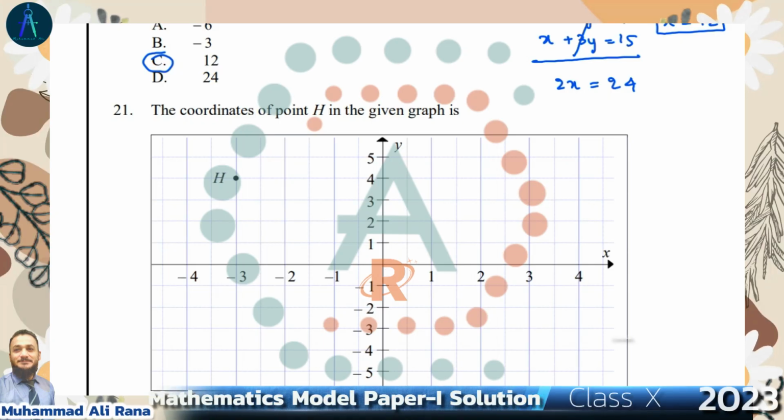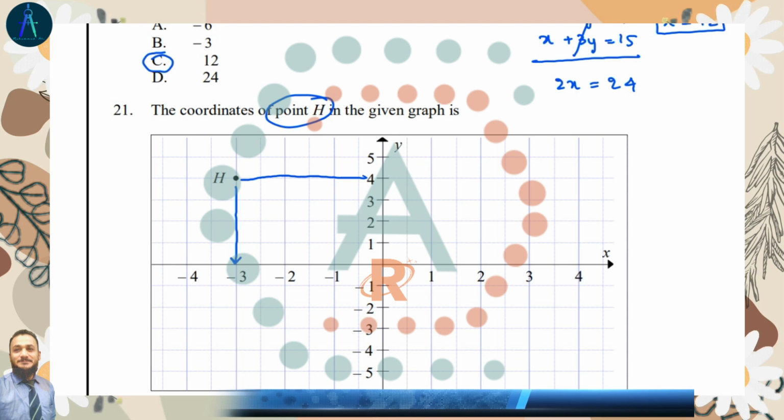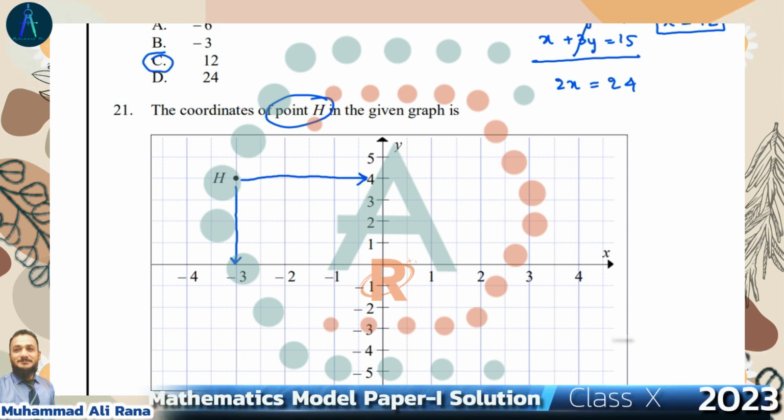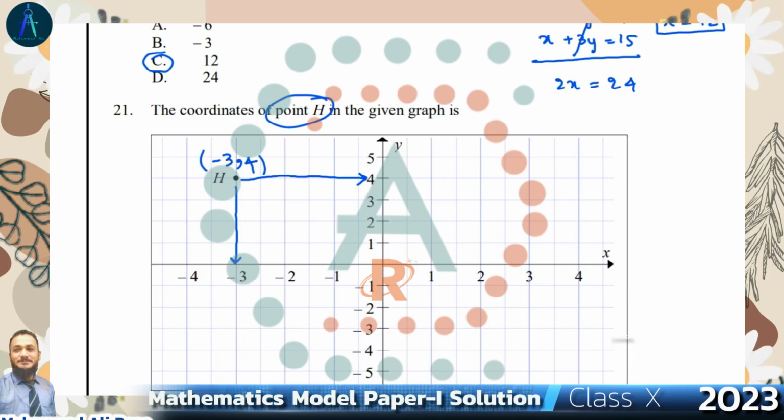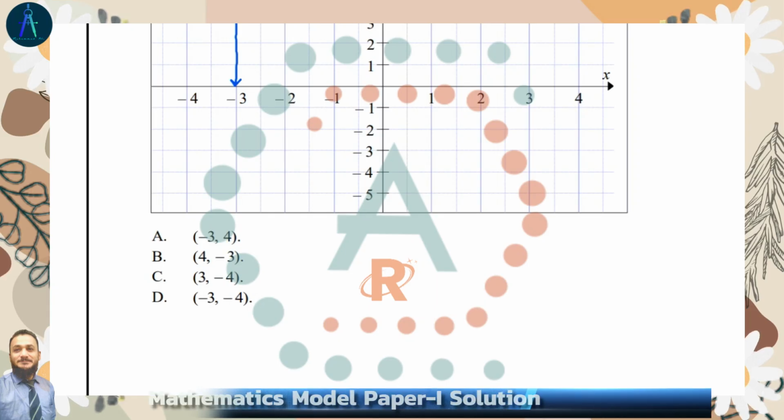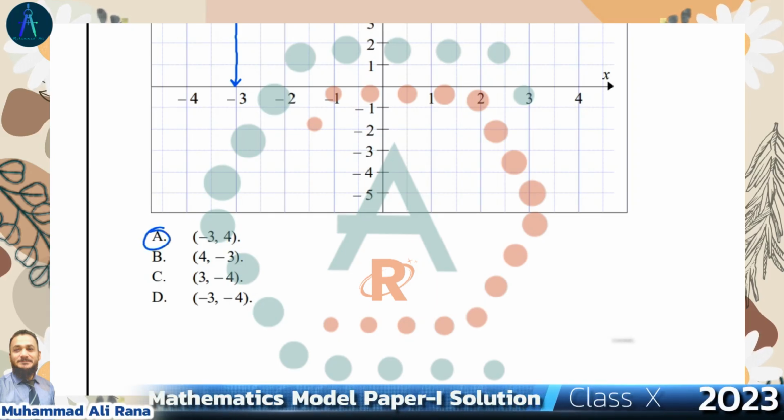Next, we have to find the coordinates of the point S. So here we have got the x, a point S. So this will be the abscissa. This will be the ordinate. So the value of x is -3, 4. So let's see the options. -3, 4 is in option A.